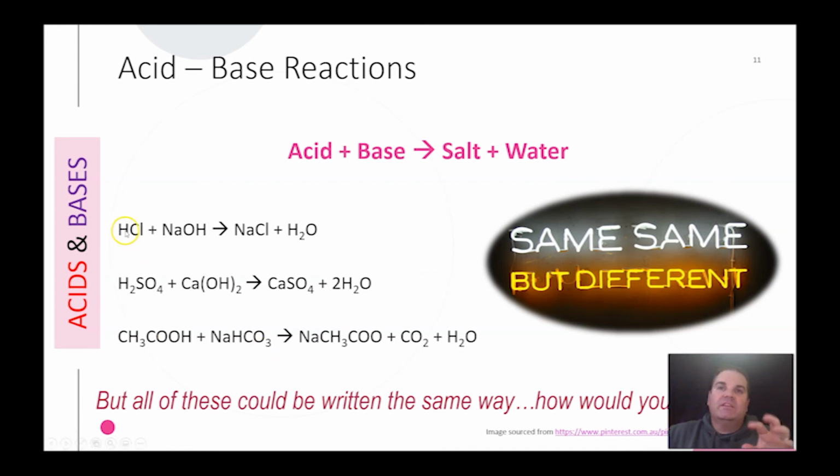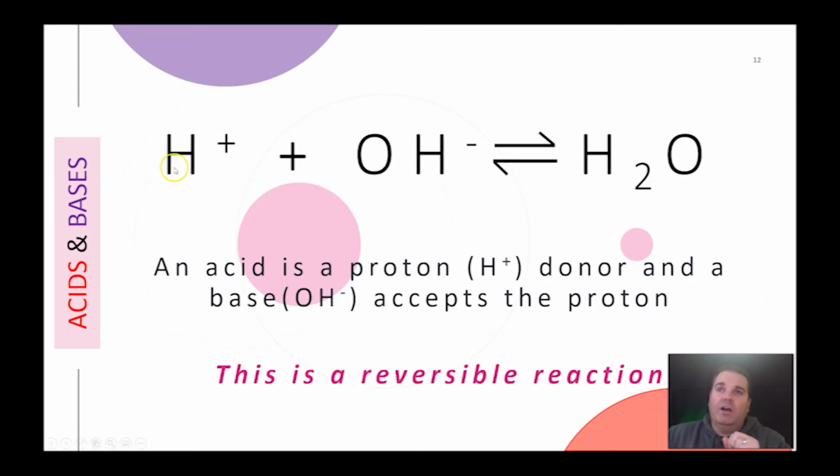So in each of these cases, we've got a proton here, we've got a proton here, and we've got a proton here. All three of these acids are donating a proton. Here, these bases are accepting the proton, and in particular, there's always something in the base that accepts that proton, and it reacts to form water. So the actual acid-base reaction, any acid-base reaction, could be written this way: a hydrogen ion from the acid is attracted to hydroxide ion from the base, an OH, and that forms water.